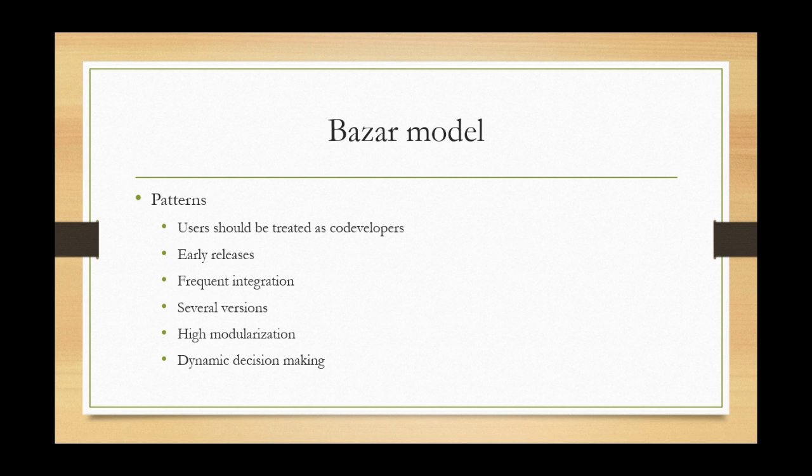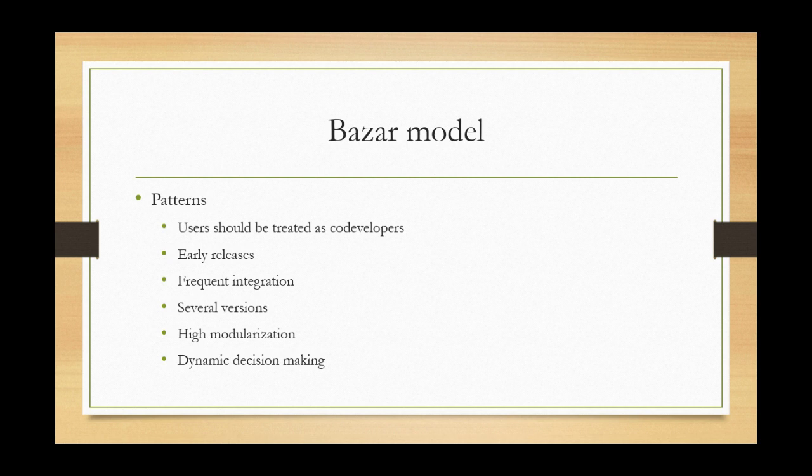another pioneer of open source called Gregorio Robles. Gregorio suggested that for software to use the Bazaar model, it should exhibit a number of patterns. The first pattern is that users should be treated as co-developers.